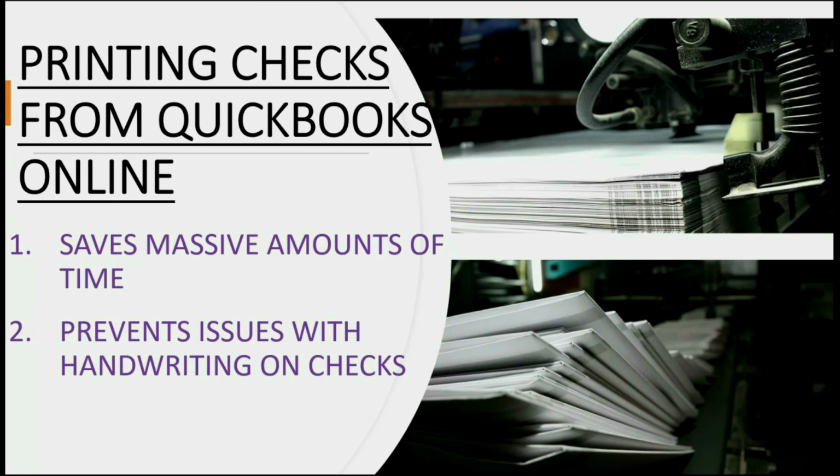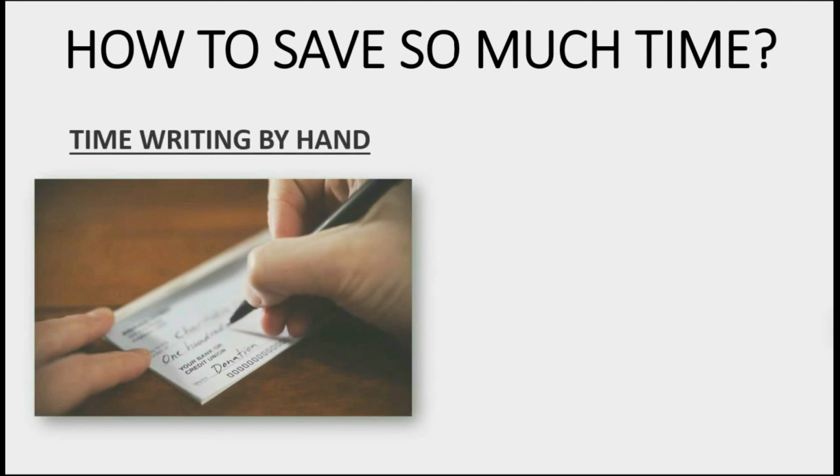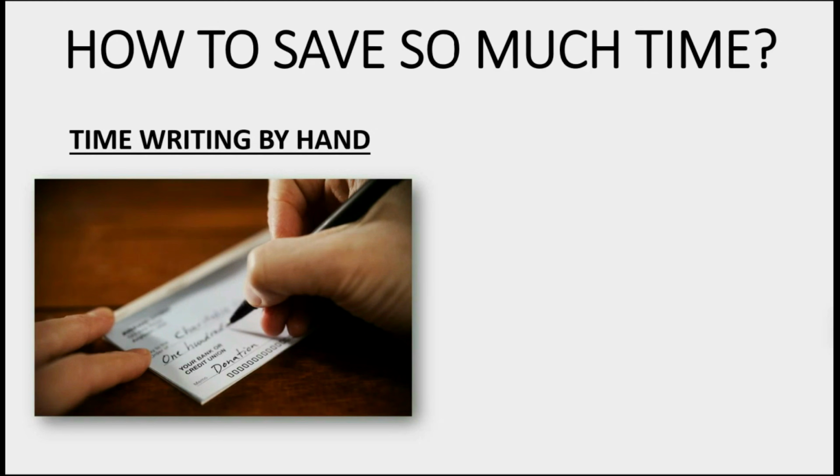Secondly, it prevents issues with handwriting when people write out a handwritten check. And thirdly, it's more secure and makes the check less subject to potential fraud. So how does it save you so much time? Well, right now, you're taking anywhere between 30 seconds to a minute to physically write out each check by hand.